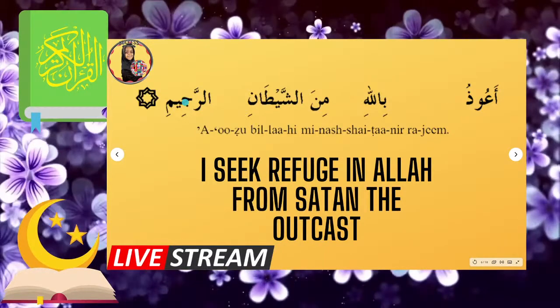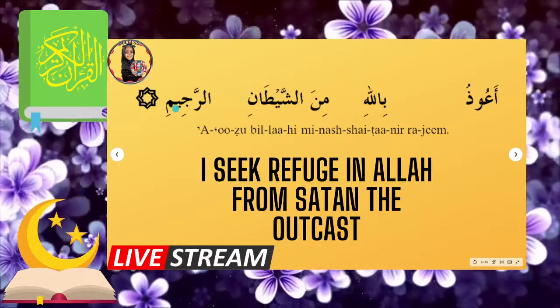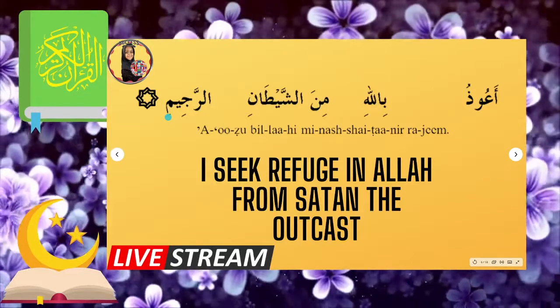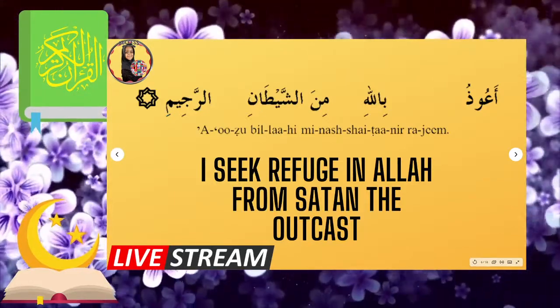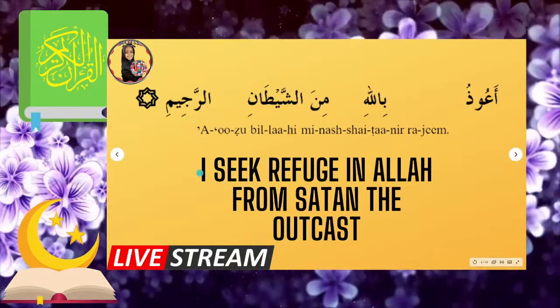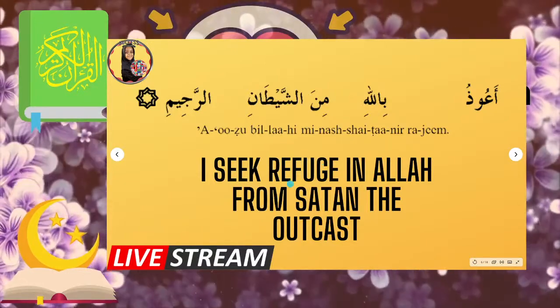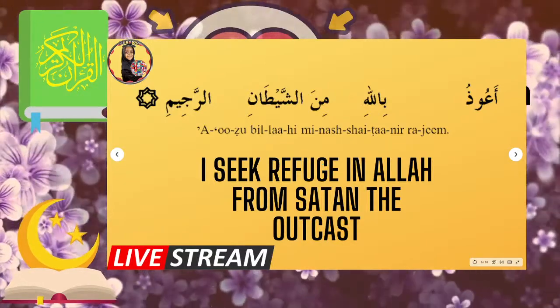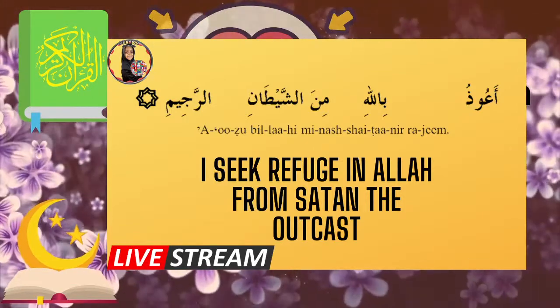Jim Kasra, Ji. And then there is Mim with a kasra beneath it, which means A'udhu Billahi Minash Shaitanir Rajim, which means I seek refuge in Allah from Shaitan, the outcast. Great! Seek refuge.